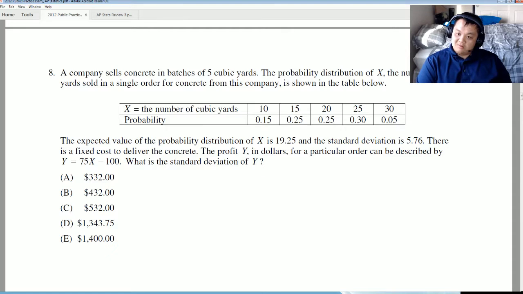Because adding or subtracting does not change its spread. Correct. Good. When you're just dealing with the standard deviation, anything that is fixed does not affect that. Okay? All right, good job.